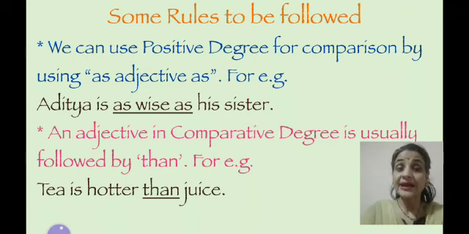Next rule is an adjective in comparative degree is usually followed by than. Children, remember this rule. When you use adjective degree, most of the time after comparative degree you have to use than. THAN, than. Example, tea is hotter than juice. So don't forget to use than in comparative degree.